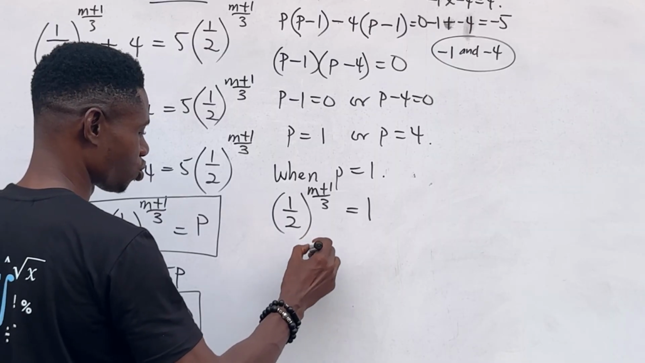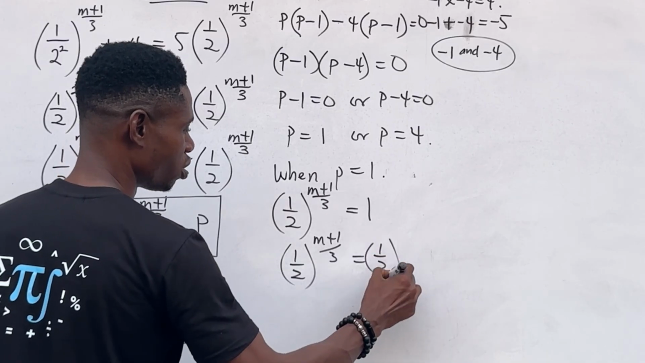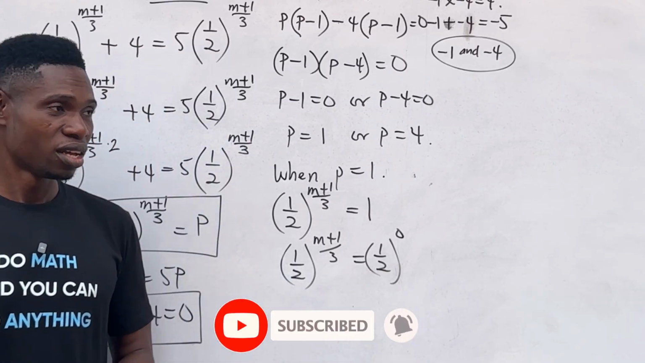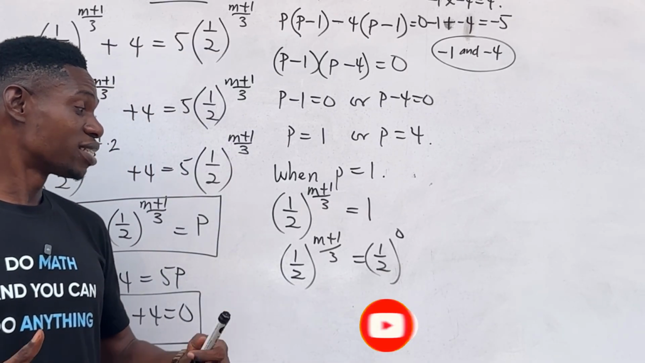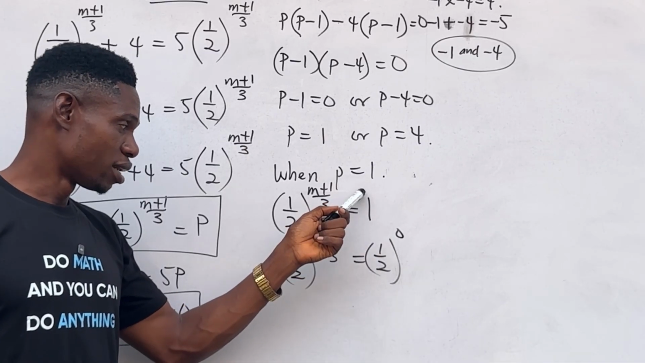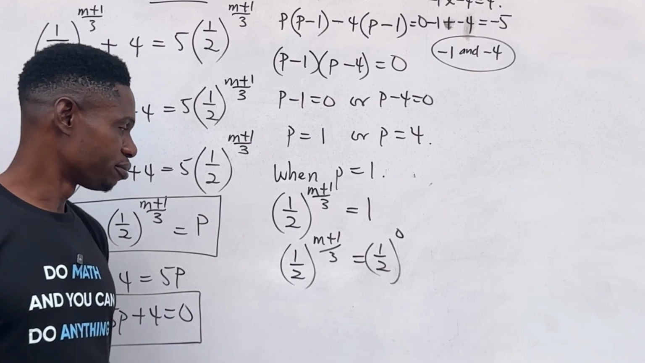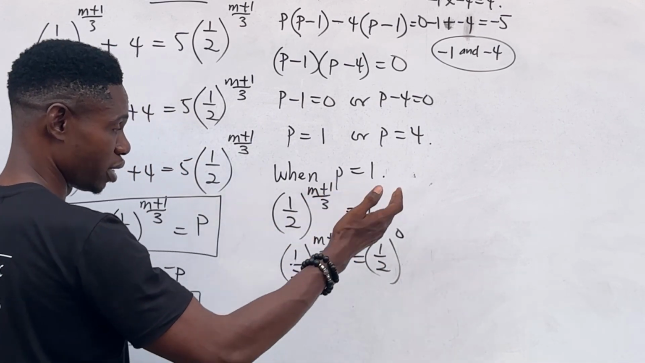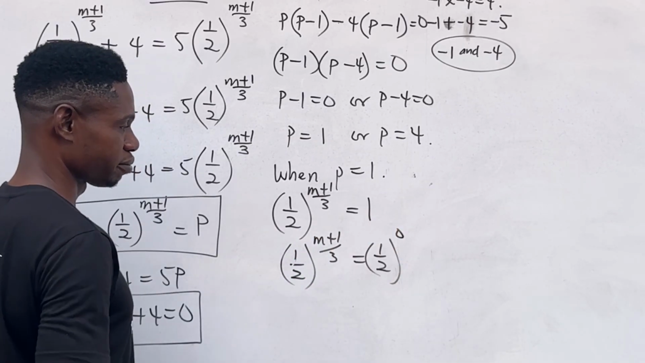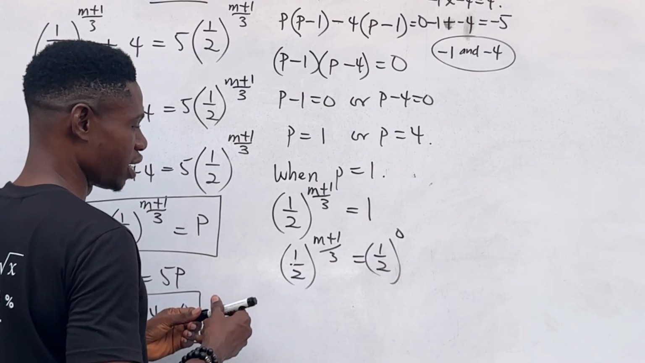So this will give us 1 over 2 raised to the power m plus 1 over 3 equals 1 over 2 raised to the power 0. And now you want to ask, why did I choose 1 over 2? The truth is that by any means necessary, you need to move forward. And now 1 over 2 raised to the power 0 is 1. So choosing 1 over 2 is because we have 1 over 2 here. So now remember our law of exponential equations. If the bases are equal, the powers have to be equal. Law of exponential equations. So now that the bases are equal, we can equate the powers.